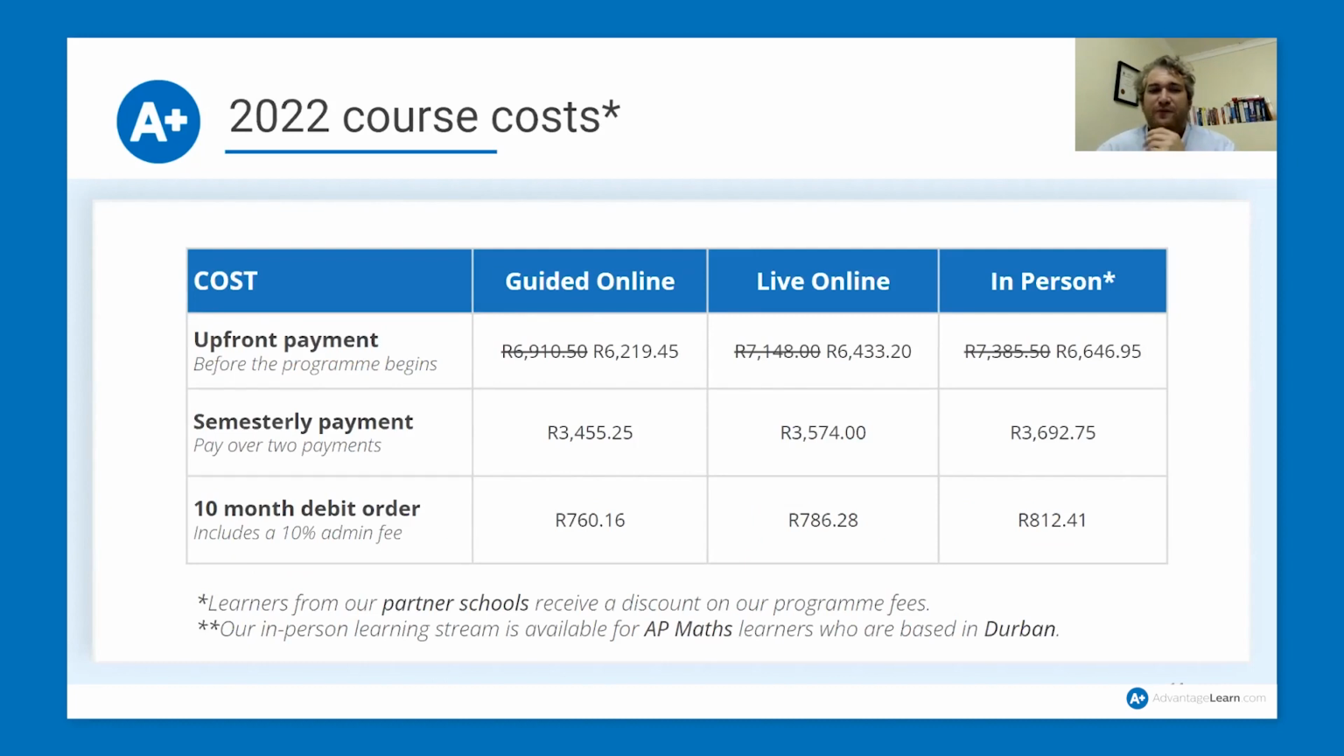If you pay up front before the program begins, there is an upfront payment discount of 10%. There are then 2 other payment plans that you can take advantage of, which is either semesterly payments, so 2 payments in the year, or a 10-month debit order, which does include a 10% administration fee.